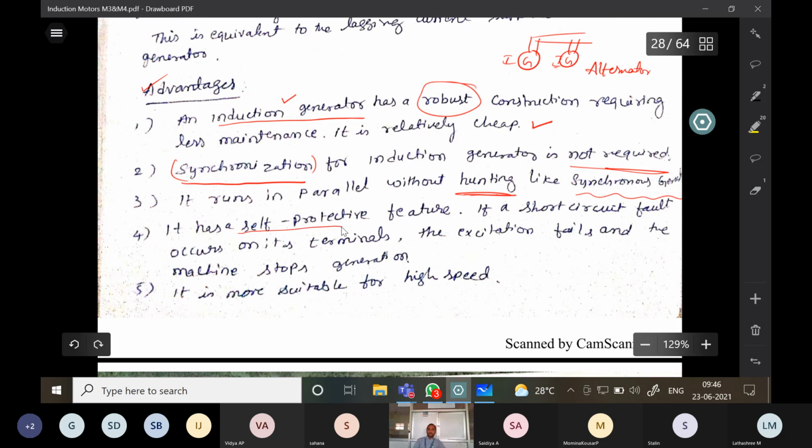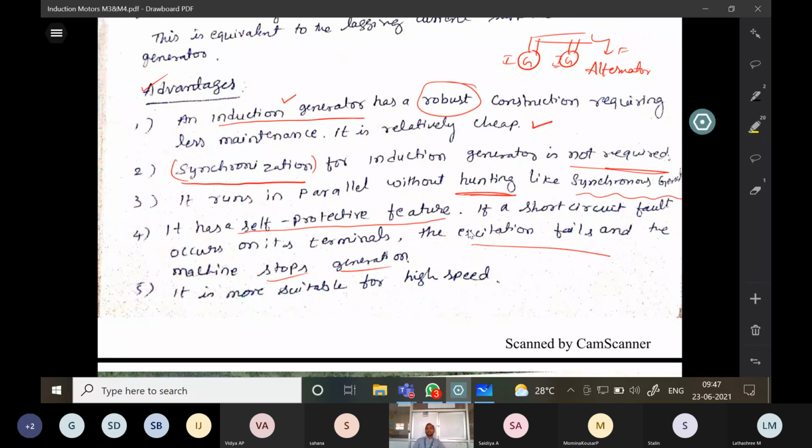It has a self-protective feature because whenever a short circuit or any fault occurs on the system, the excitation will get removed. Automatically, excitation will fail and the machine will stop. So due to short circuit, the machine will stop generation. That is the only thing that will happen. Other hazards will not be caused by the short circuit. Because it is a self-protective feature, we do not need to connect any other protective device to open the circuit.